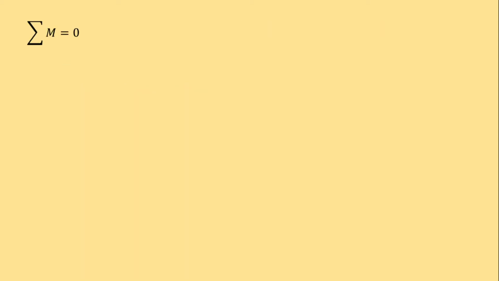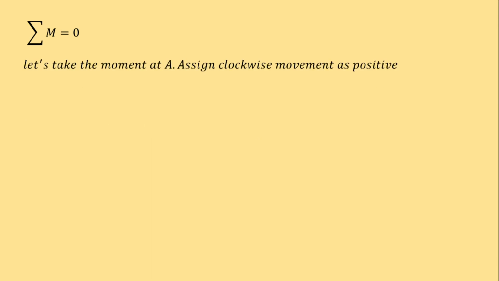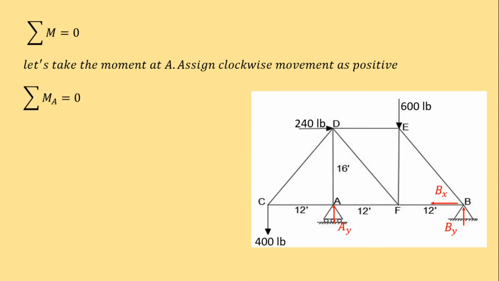So, for the summation of moment, that should also be 0. So, we have to take moment at A. So, again, to remind you, we can take moment at any point. So, assign clockwise movement as positive. Summation moment at A is equal to 0. So this is our free body diagram. Meron na tayong mga forces. So binaligtad na natin yung force na Bx, ginawa natin siyang going left, so in opposition with 240 pound.